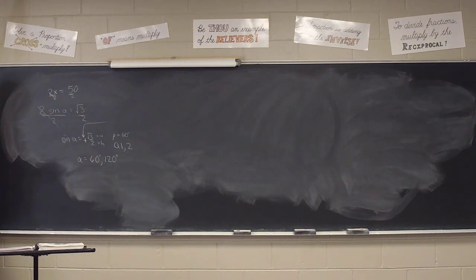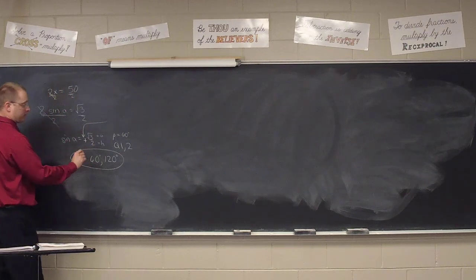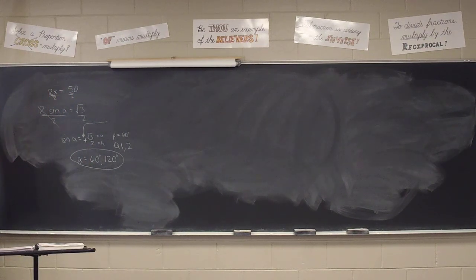120 degrees has that reference angle of 60. So there's 2 answers for alpha: my quadrant 1 answer and my quadrant 2 answer. The sine of either of those would be the square root of 3 over 2. Does that make sense? Write this one down.